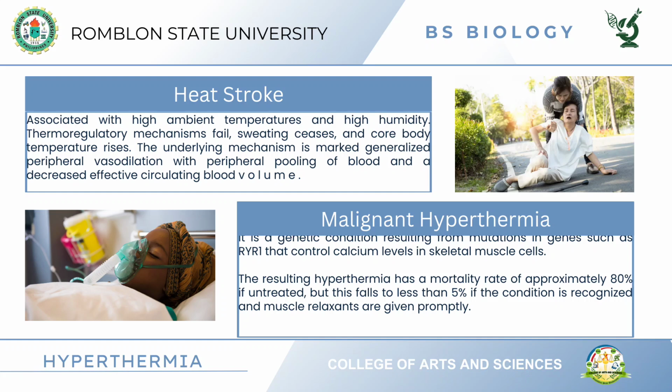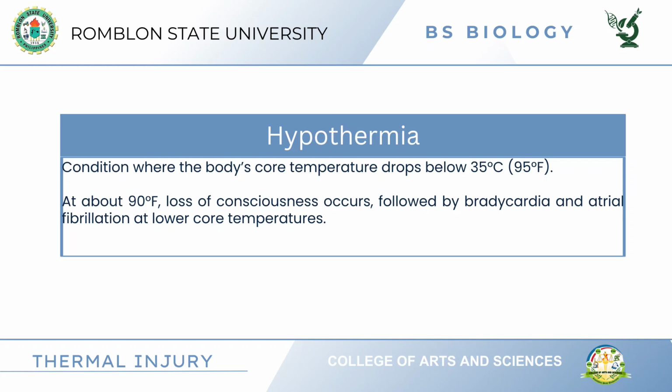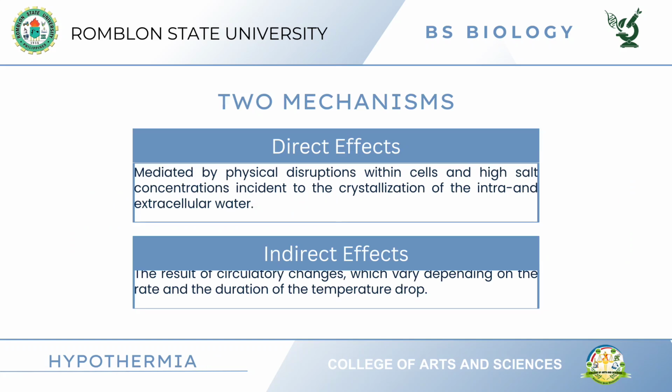So, now let's proceed to the last type of thermal injury, the hypothermia. So, hypothermia is a condition where the body's core temperature drops. So, kung sa hyperthermia, yung temperature ay tumataas from the normal value. Sa hypothermia naman is yung temperature naman ay nag-drop siya below 35 degree Celsius. So, prolonged exposure to low ambient temperature can lead to hypothermia. So, meron two mechanisms yung hypothermia. The direct effects and the indirect effects.